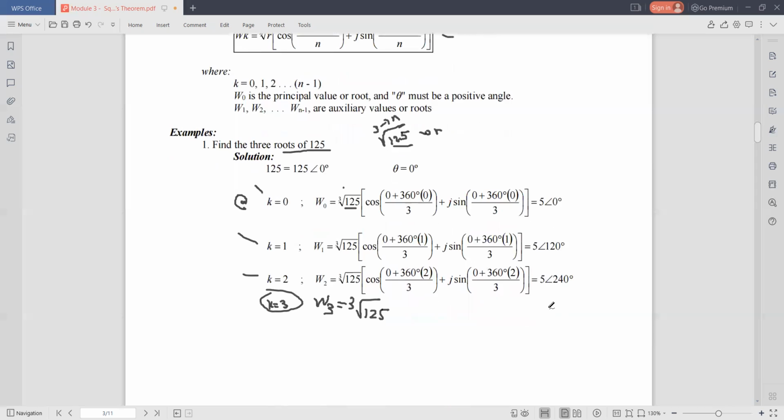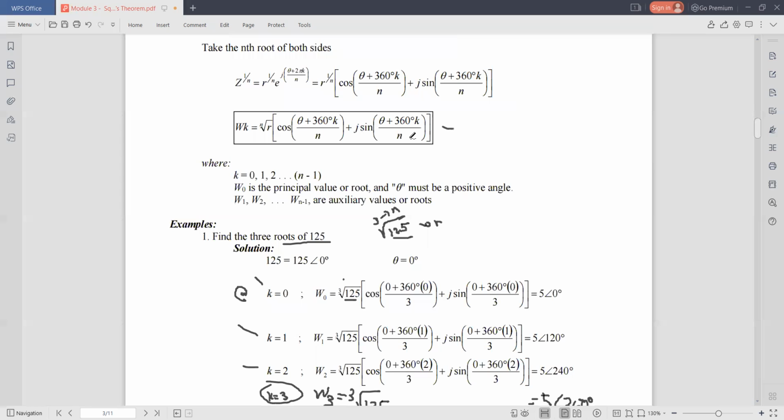So I think this will be your 270? No, this is already 360. Pagdating sa fourth root, 360 na. So that will become 5 angle of 360 degrees. And so on. It will become negative if you add the 6th root and so on.